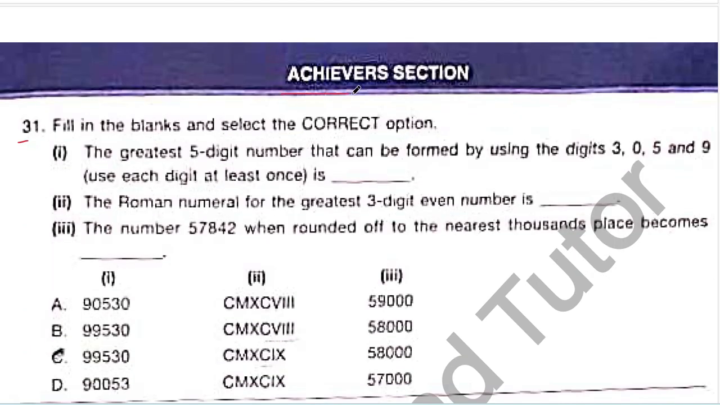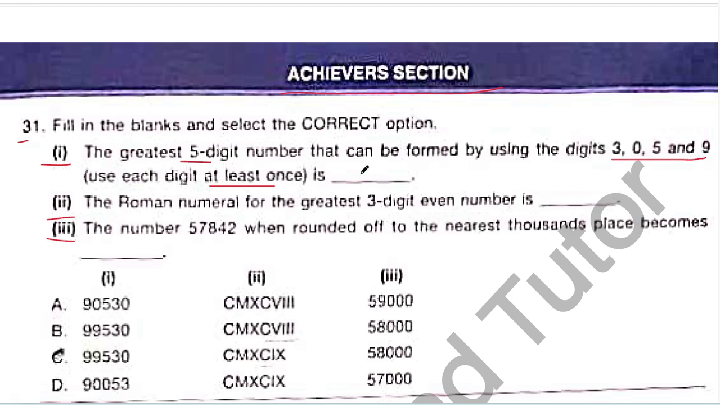Then we have the achievers section. Question 31 says we have to fill in the blanks, 3 blanks: first, second and third. The first blank is the greatest 5-digit number that can be formed by using the digits 3, 0, 5 and 9. Use each digit at least once. At least once means repetition is allowed, because there are only 4 digits and we need to form a 5-digit number using these digits.